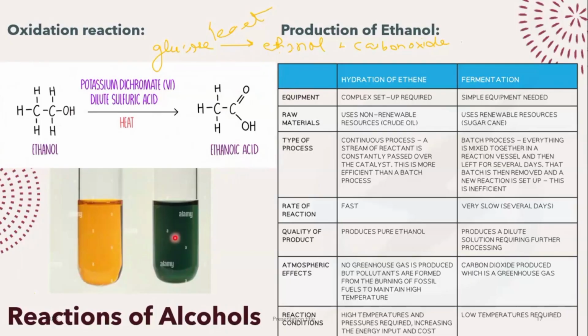So these are the two things you need to know about alcohols. One, how are we going to make the alcohols? What are the two methods? What are their advantages and disadvantages? The second reaction is how we can take our ethanol and convert it into ethanoic acid, or any alcohol and convert it into a carboxylic acid. And since we just talked about carboxylic acid, ethanoic acid, right?